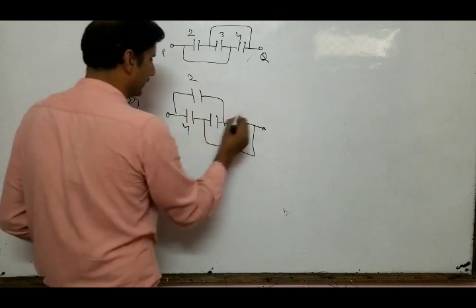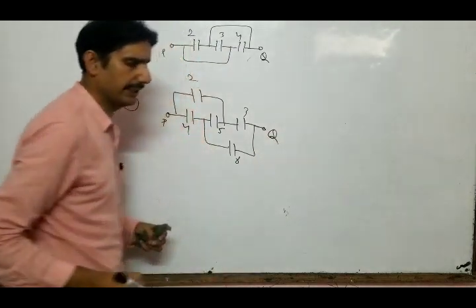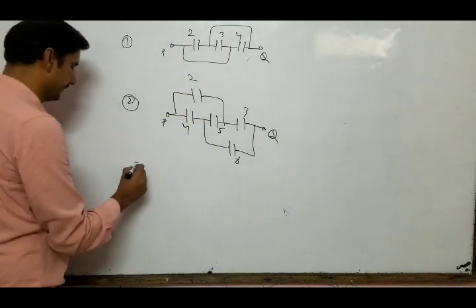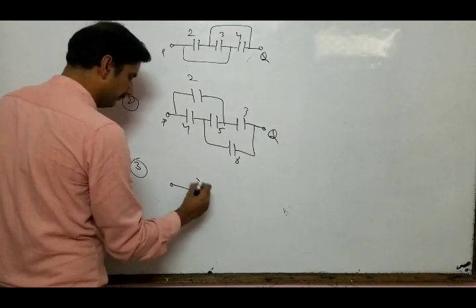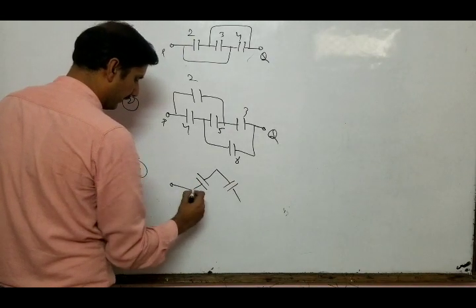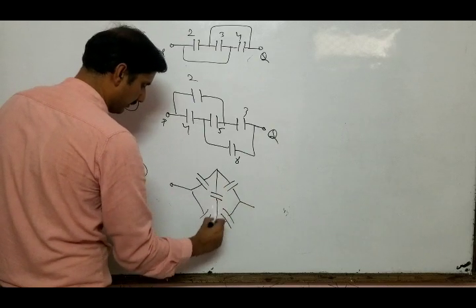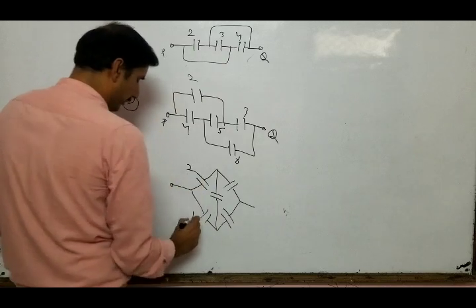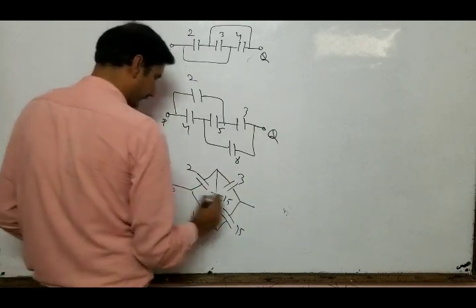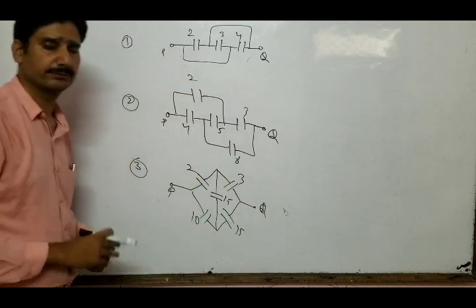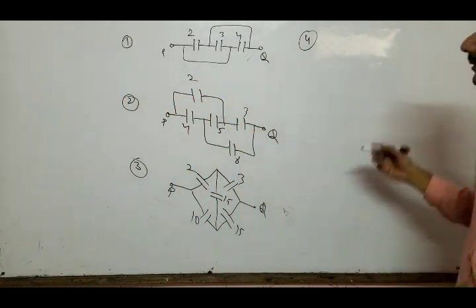Whatever, 2, 4, 3, 6 and 5 microfarads. Find out the effective capacitance between P and Q. Can you do this question? Two, 10, 3, 15 and 1.5 over here. Can you solve this?